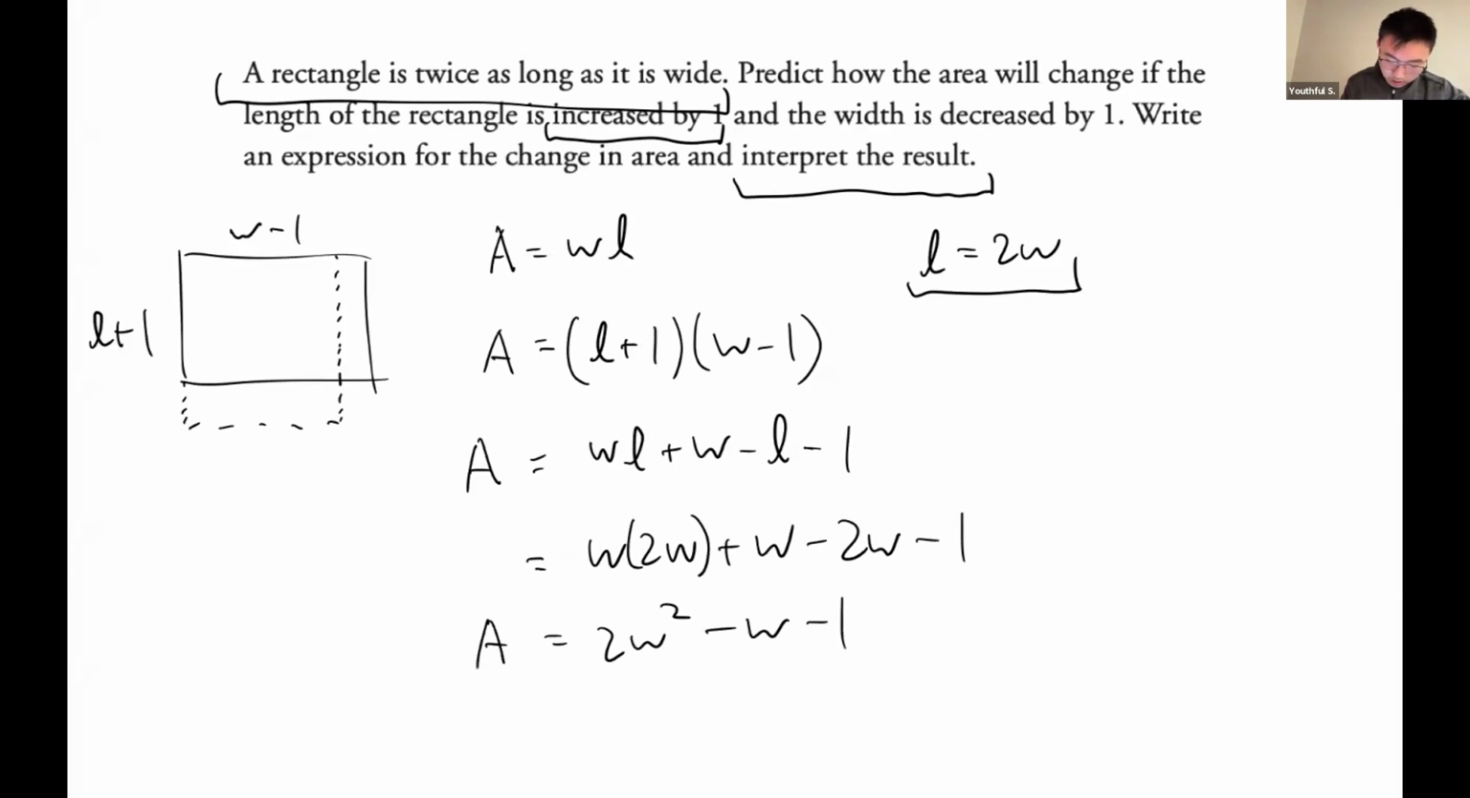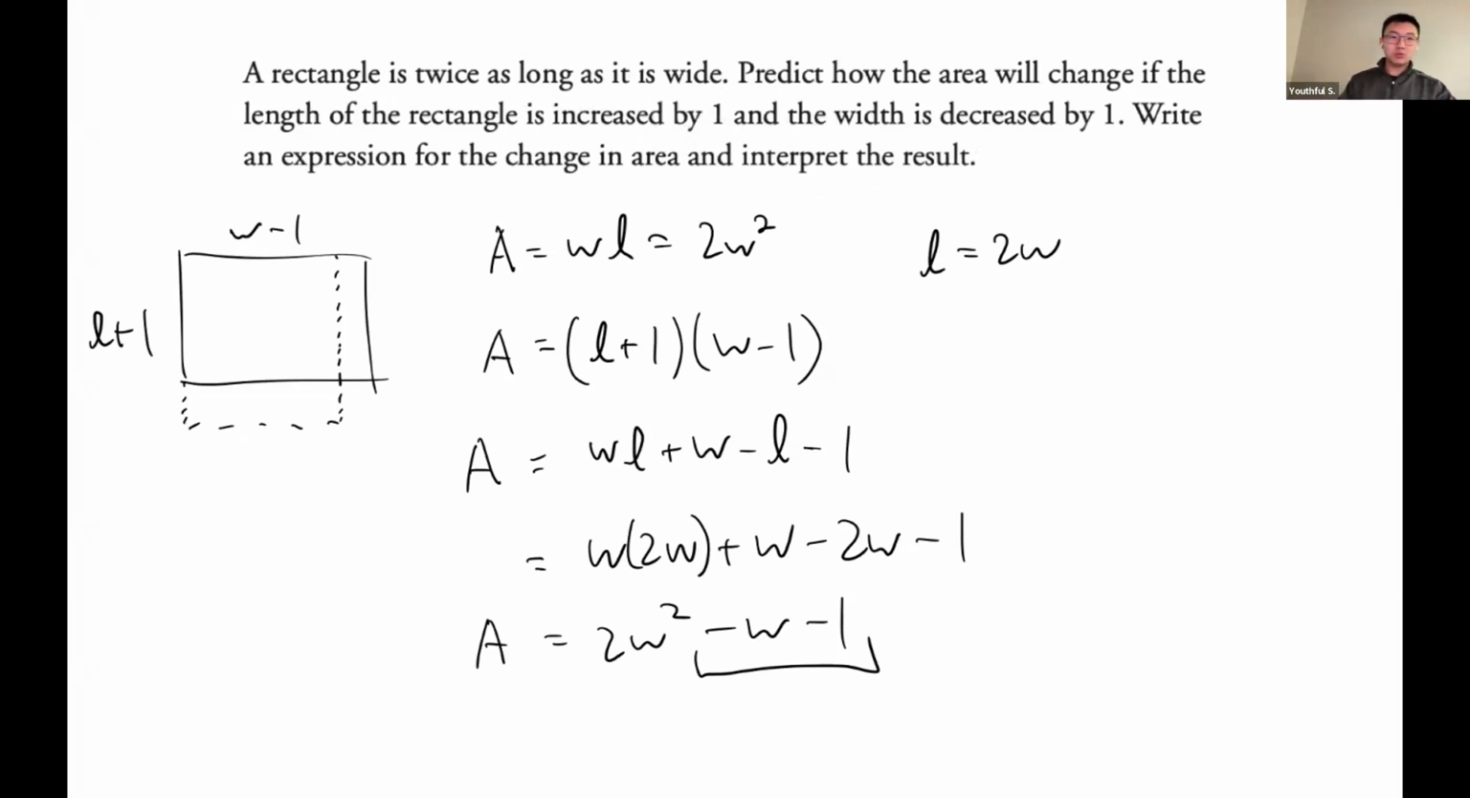And I'll also do the same for the original area. So this is just equal to 2w squared. Interesting. So it's going to be reduced by the width and then minus 1. Okay, so now we can actually interpret the result.